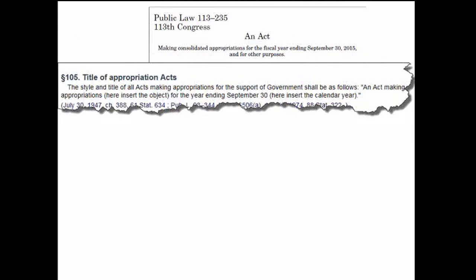Note that with a consolidated or omnibus appropriation act, Congress simply adds the word consolidated to the title. For the last decade, most HHS funding has been appropriated in omnibus bills, so we'll focus on this structure.